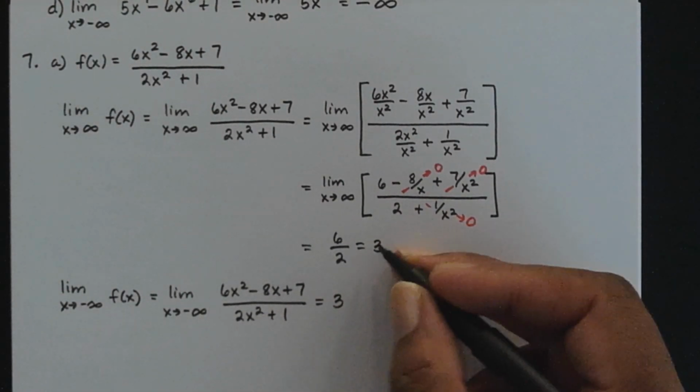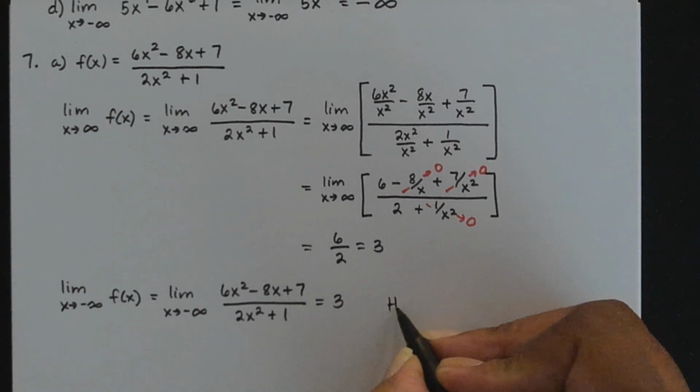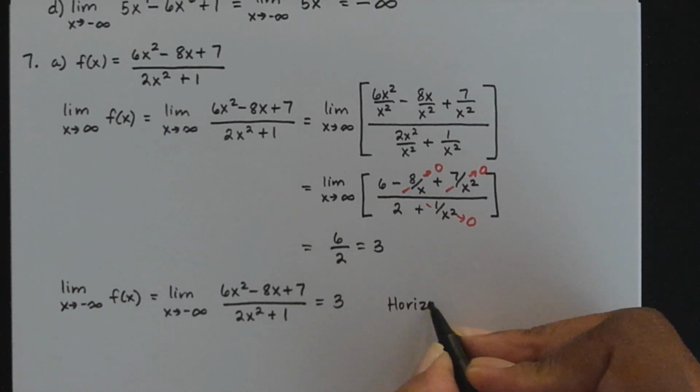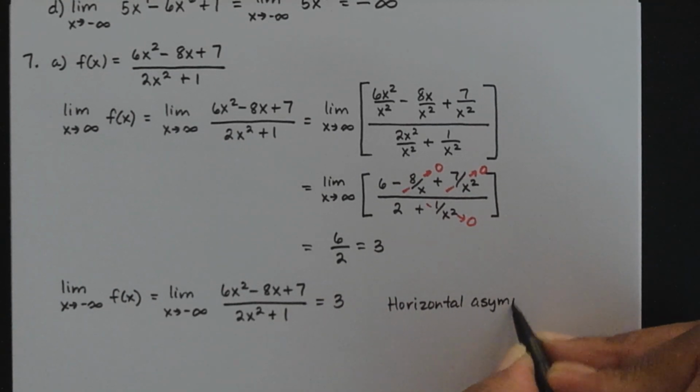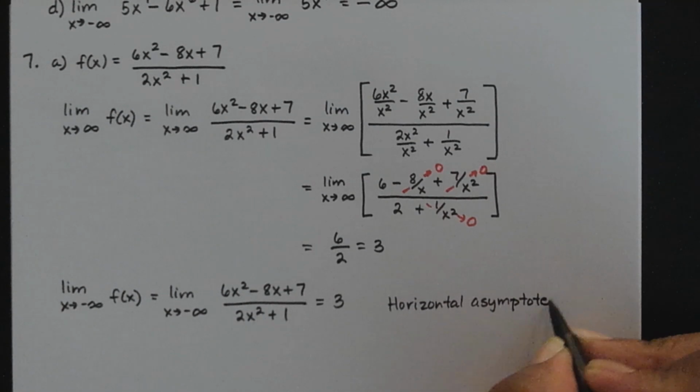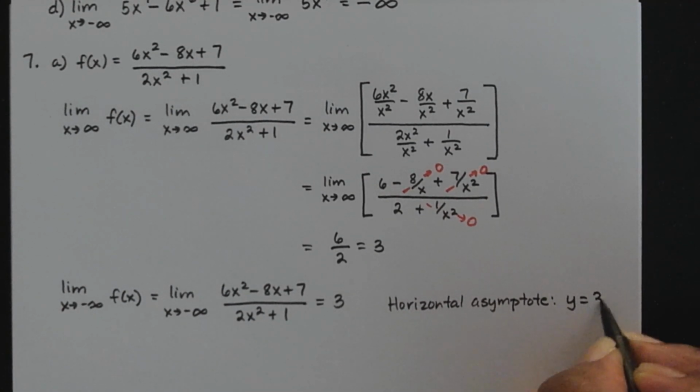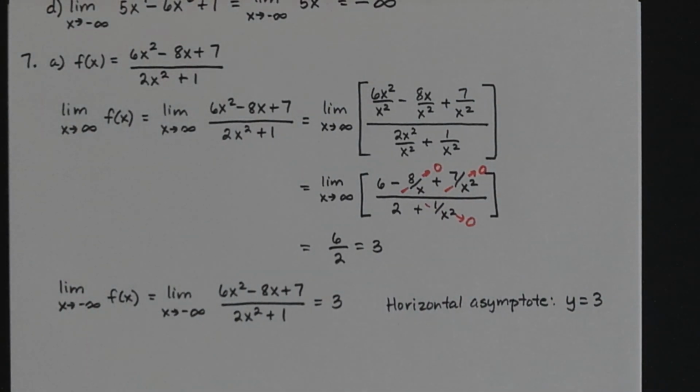So they're both going to the same number, so that means that will be your horizontal asymptote right there for this function. And that would be the equation y is equal to 3. And do make sure you include y equals, because the horizontal asymptote is a horizontal line, and it's y equals something for that horizontal line. Are there any questions about part A?